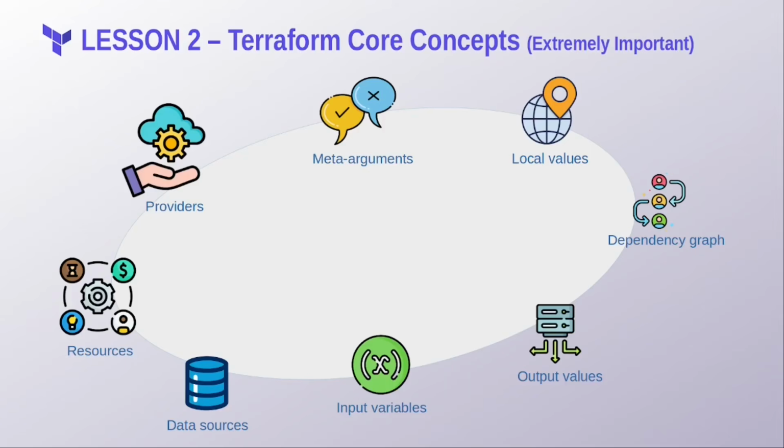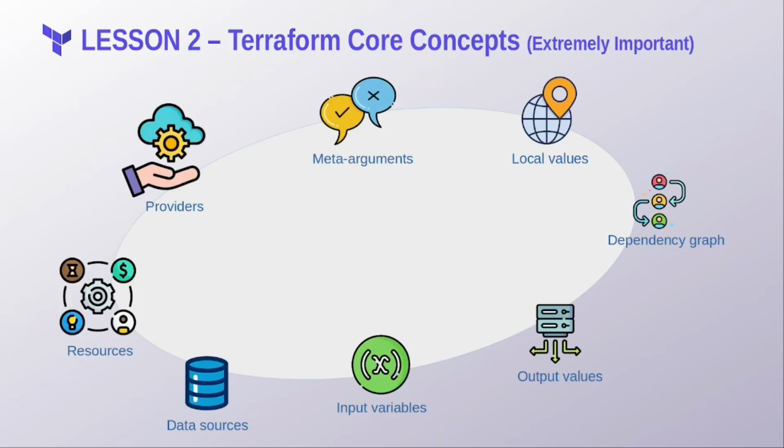Before it creates anything, Terraform always does 3 steps. Step number 1, read configuration. Terraform reads all .tf files in the folder. Not one file, not one line. All files, all at once. Step number 2, build a dependency graph. Terraform analyzes which resource depends on which, what must be created first, what can be created later, what can be created at the same time.